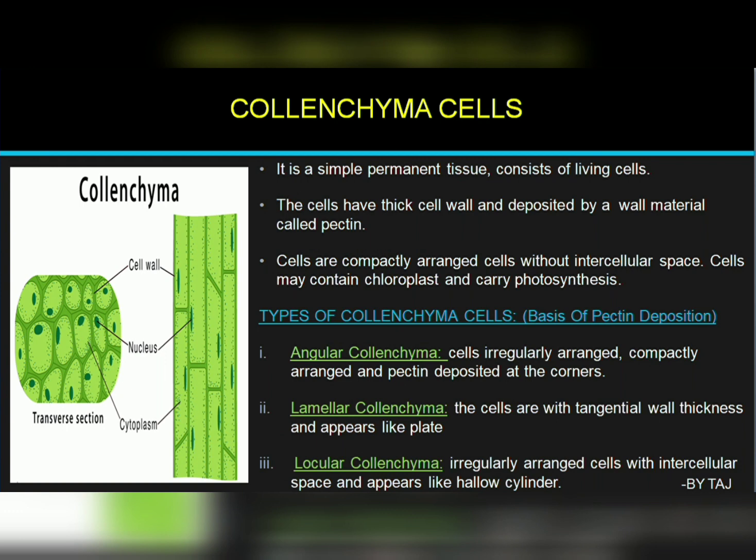So the last type is lacunar collenchyma. It has irregularly arranged cells with intercellular spaces and appears like a hollow cylinder. So this is about lacunar collenchyma. So we have discussed collenchyma cells.